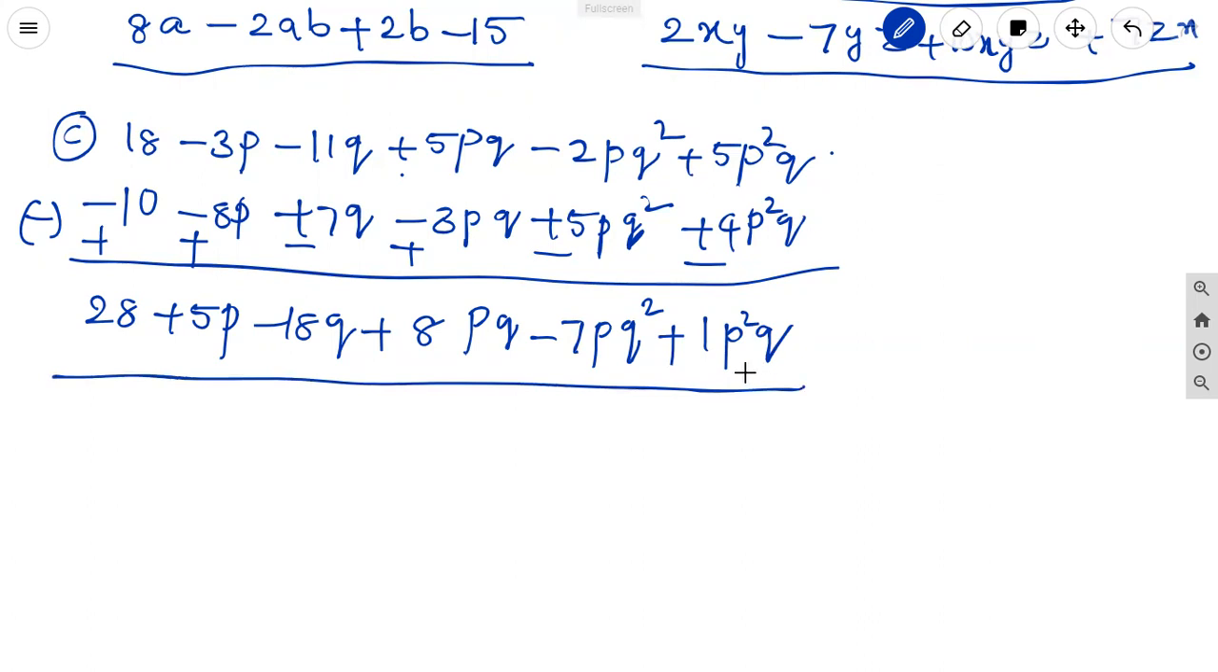Okay, be careful about the subtraction, and in these algebraic expressions, you should concentrate on the variable degrees. You write the same variable degrees below only. Okay.